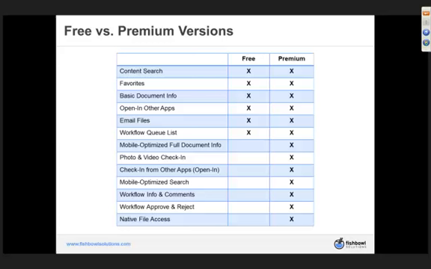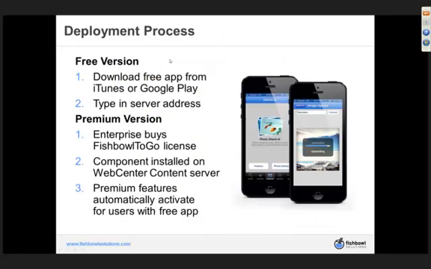The premium version is enabled by a custom component, which I'll talk about. Part of that is services to make even some of the basic features like searching more efficient. So you're not transmitting as much data, you're going to get faster search results, and you're going to use less bandwidth on a mobile device. In addition, I said check-in and workflow are the big ones. With the premium version, you can view workflow info and comments. You can view the items that are in workflow, approve them, and reject them, and then get access to the native files as well.